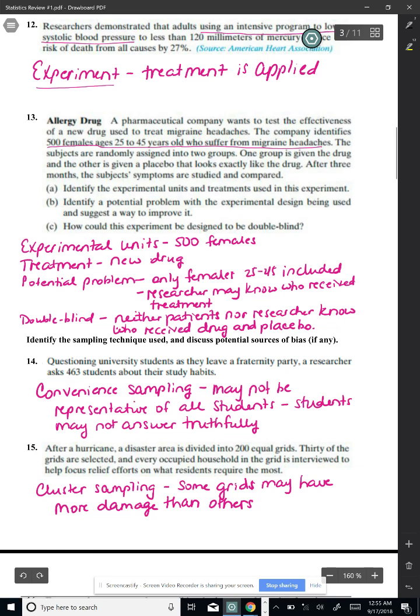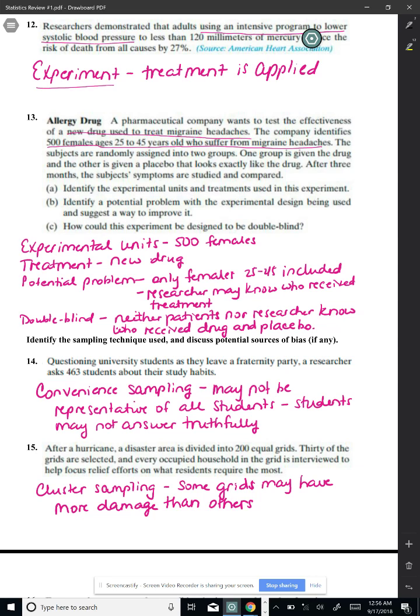And then the treatment is that they are testing out a new drug used to treat migraine headaches. So your treatment would be the new drug. A potential problem here is that they only used females who were aged 25 to 45. So the study didn't include males. It didn't include any people younger or older than the 25 to 45. So the group might not have been representative of the entire population.